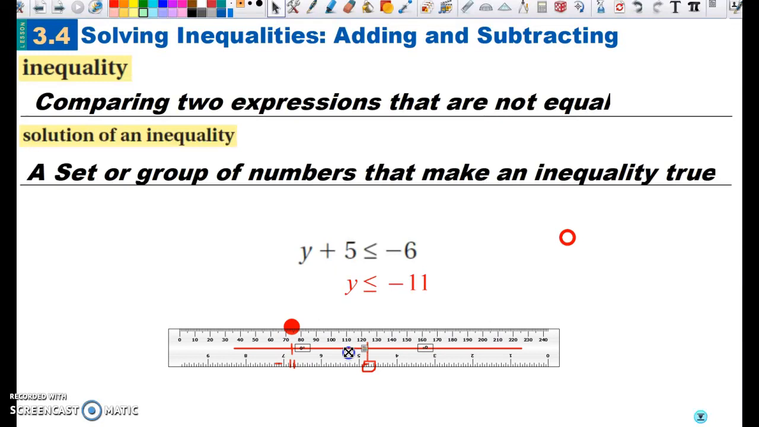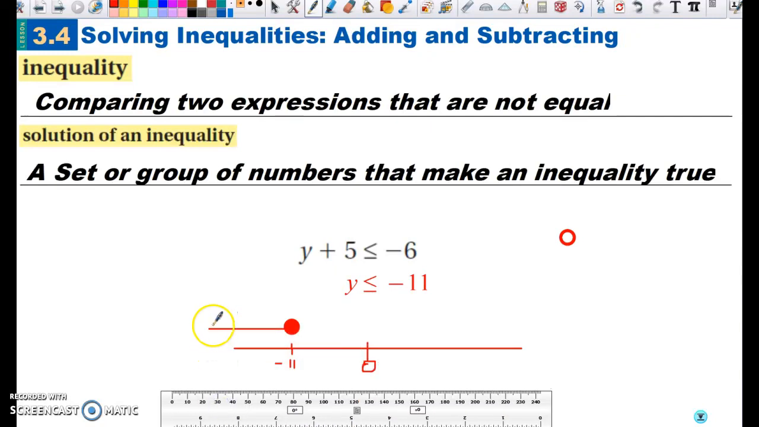You should be saying left right now. So I'm going to take my ruler and my pencil, and above the spot where my dot is, I'm going to draw a thick line with an arrow on it showing that I want all the numbers that are smaller than negative 11, including negative 11 itself. So if I pick any number where this line and dot are, it would make this inequality true.